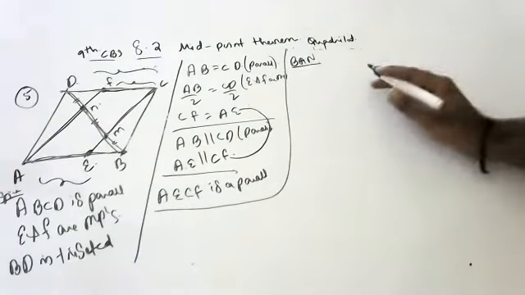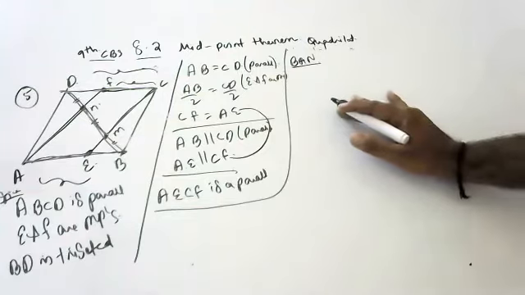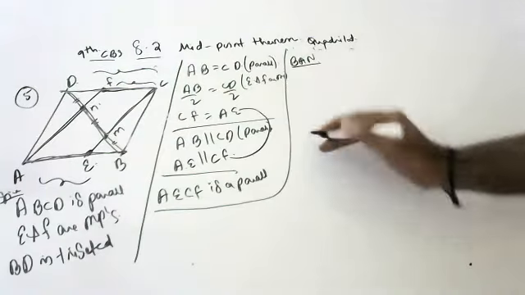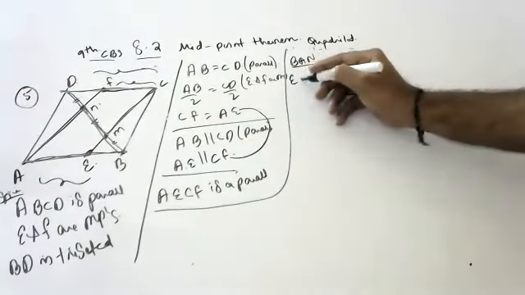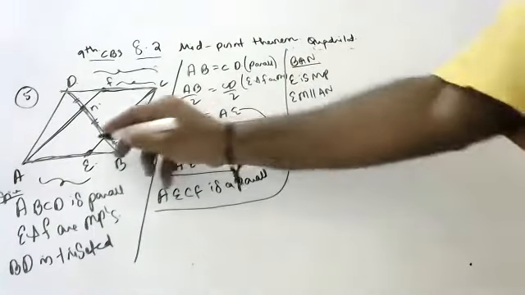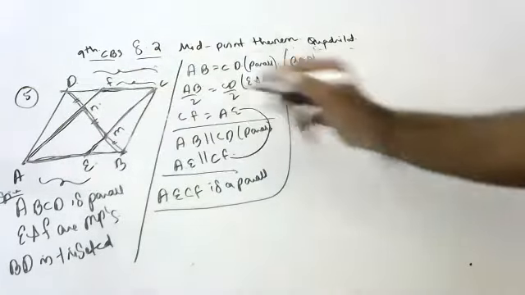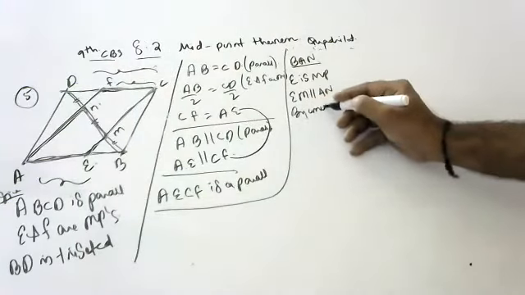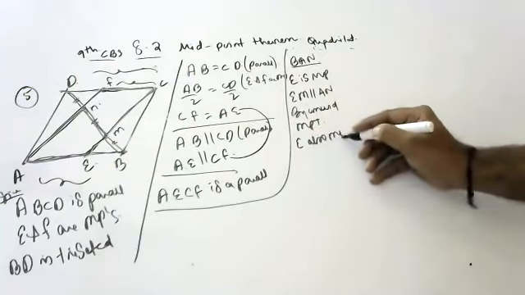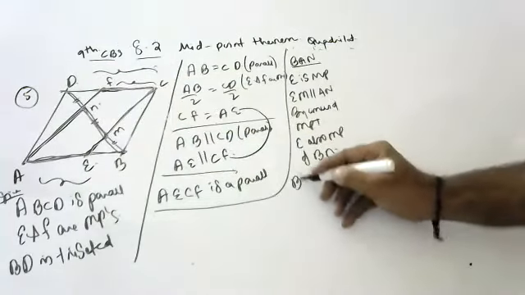Yes, anyone want to say BAN? E is a midpoint. EM is parallel to AM, children, because this is a parallelogram. So by converse of the midpoint theorem, M is also a midpoint of BN. If M is the midpoint of BN, children, BM is equal to MN.